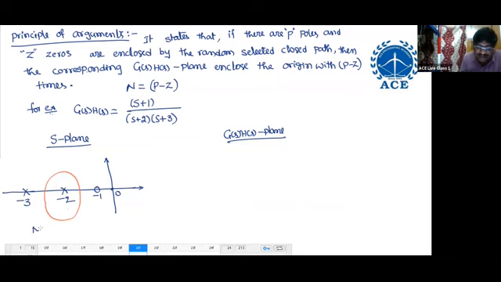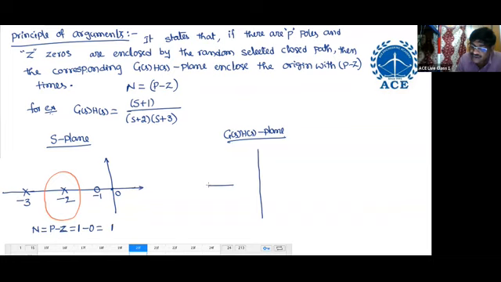N equal to what? P minus Z. What is P? How many poles are enclosed in the path? How many zeros are enclosed in the path? Only one pole is enclosed. How many zeros enclosed? 0. That means n equal to 1. This is the S plane. Now draw the G of S, H of S plane.